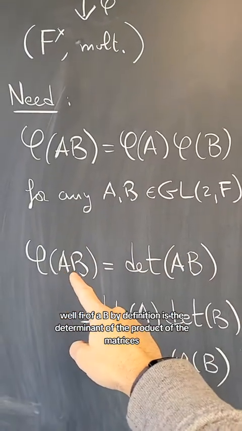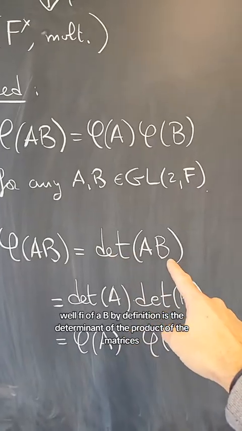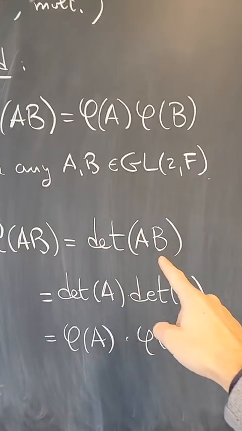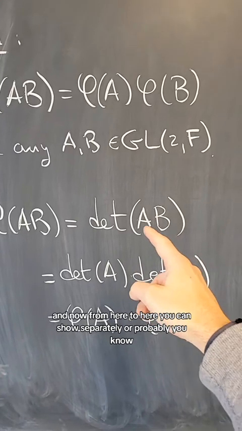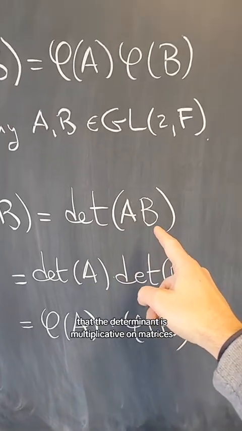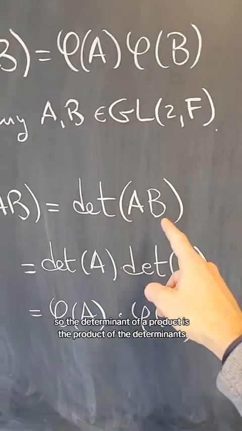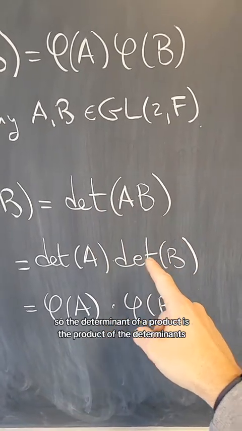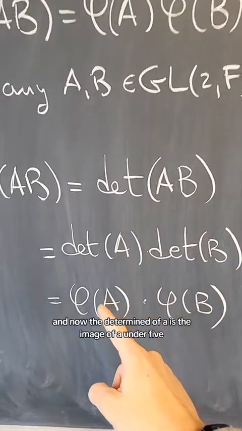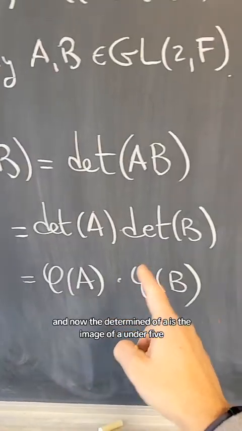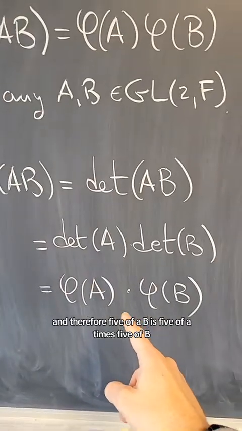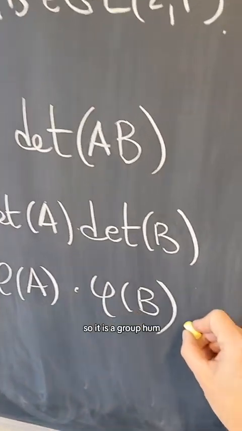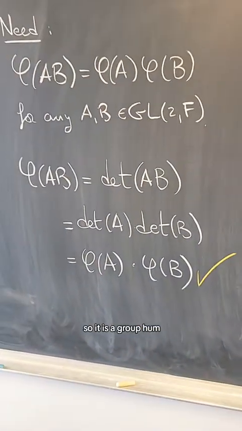Well, phi of AB by definition is the determinant of the product of the matrices, and now you can show separately, or probably you know, that the determinant is multiplicative of matrices. So the determinant of a product is the product of the determinants. And now the determinant of A is the image of A under phi, determinant of B is phi of B, and therefore phi of AB is phi of A times phi of B, so it is a group hom.